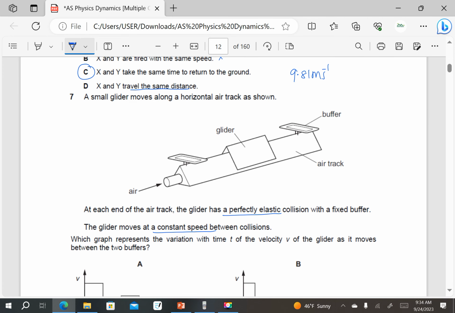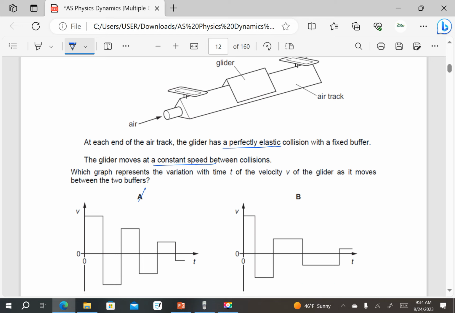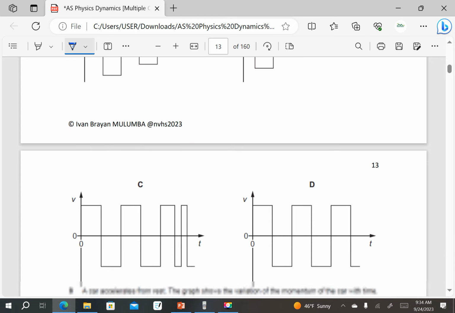A small glider moves along a horizontal air track as shown. At each end of the air track, the glider has a perfectly elastic collision. That means the speed does not change. The maximum velocity does not change. So this one is showing a change, the velocity decreases. This one also shows a decrease in the velocity, so it is not a perfectly elastic collision. Let's check the next ones. We have to choose between C and D because the velocities remain the same.